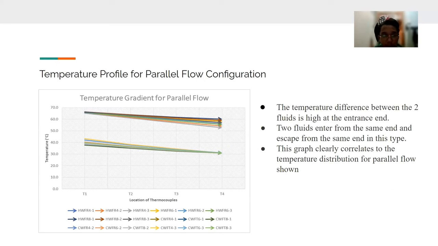I will explain the graph of the temperature profile for the parallel flow configuration. We can see the temperature gradient for parallel flow. The x-axis is the location of the thermocouple, and the y-axis is temperature. The temperature difference between the two fluids is high at the entrance end, but it gets lower at the exit, and the two fluid temperatures approach each other as seen in the graph. The two fluids enter from the same end and exit from the same end in this type. This graph clearly correlates to the temperature distribution for parallel flow.